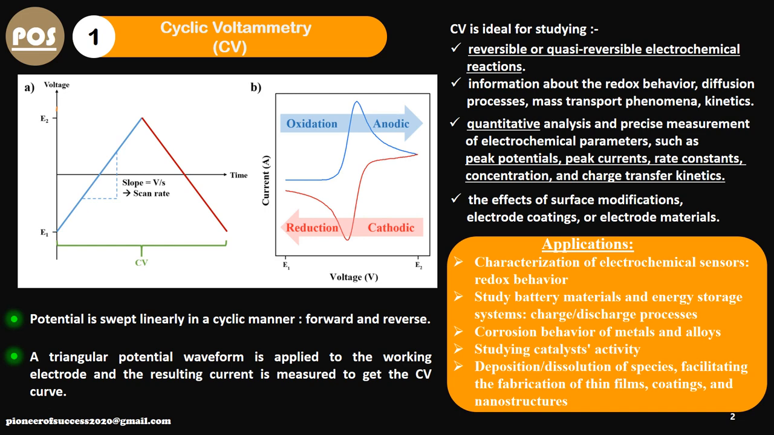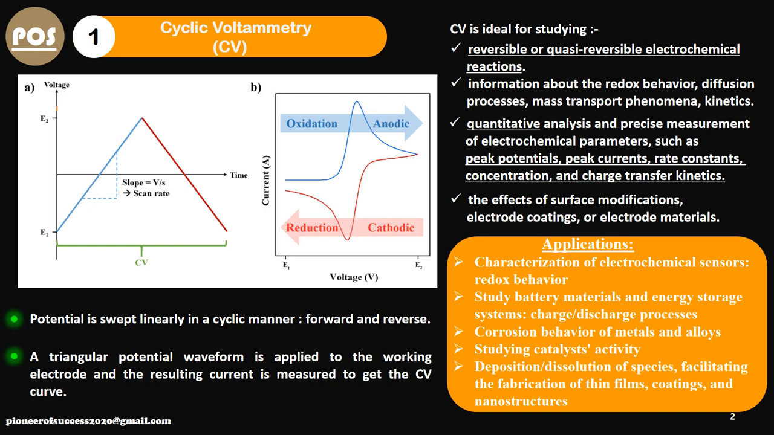So let us review cyclic voltammetry. I already discussed a lot about it, but for the viewers who are new, I just want to repeat this process. Cyclic voltammetry is something where we try to find out a redox reaction which is happening in a reversible manner. That means the forward reaction is the oxidation and the backward is the reduction, and we are cyclically changing the potential from, say, negative to positive.